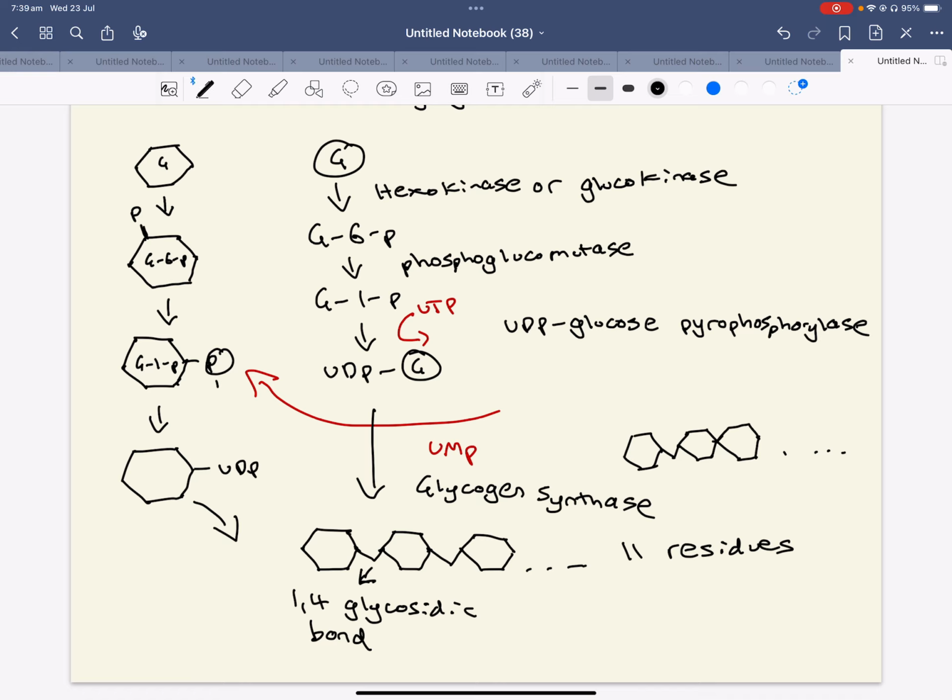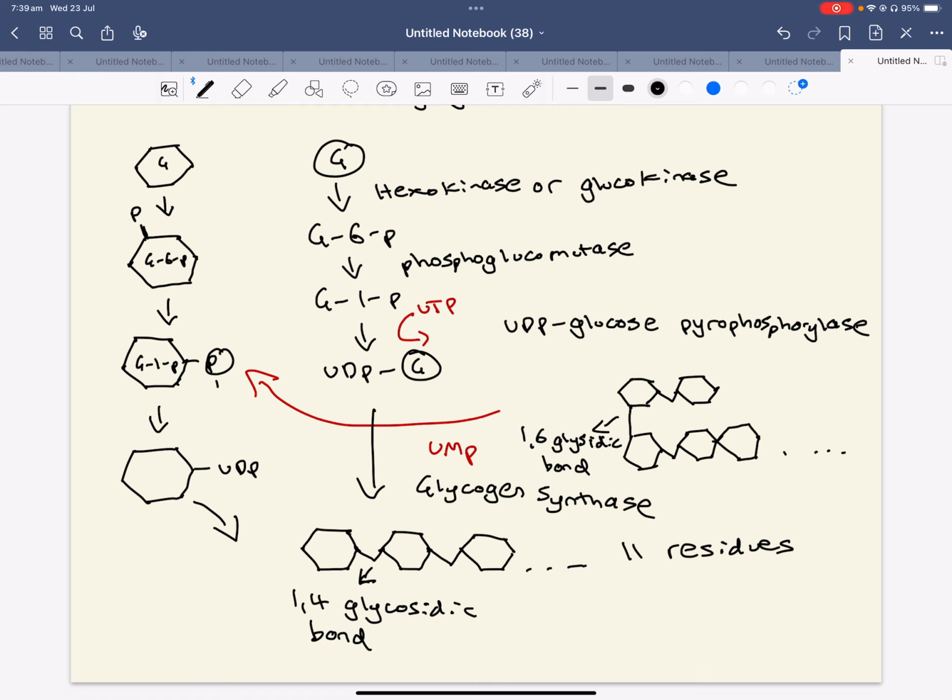Glycogen is usually branched. Okay, so glycogen would usually be something like this. It would actually have a branch, and it will have more sets of glucose attached. And this bond is called 1,6-glycosidic. How are we going to generate these bonds? How are we going to generate 1,6-glycosidic? We have 1,4 and we have 11 residues.